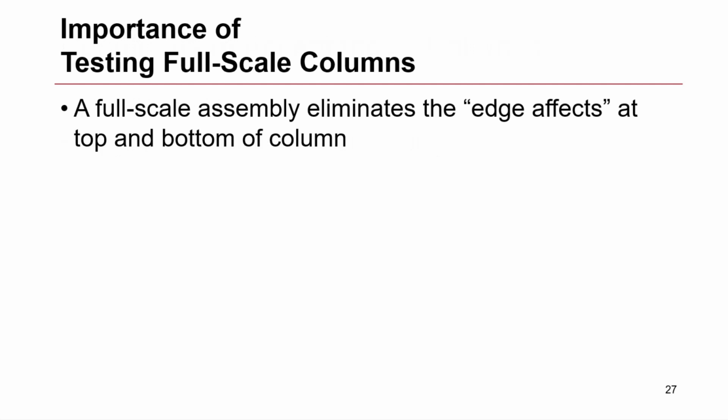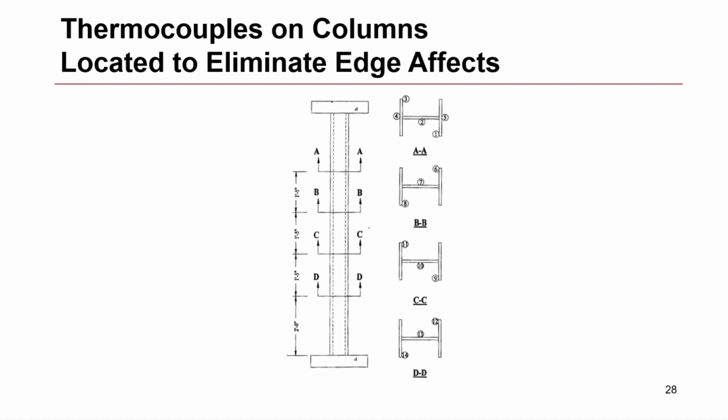So with columns, we have maybe a slightly different reason for testing full scale, but it's the same concept. We need to test a column on a full scale assembly in order to eliminate those edge effects I talked about before. In this case, it would be at the top and the bottom of the column. Once again, I've got the thermocouple layout that's installed on the column prior to the fire exposure testing. That's ultimately used to measure the temperature of the steel for compliance with that 1,000 degree, 1,200 degree Fahrenheit criteria. You'll notice the thermocouples at elevations AA and DD are located 2 foot from the top and the bottom of the column.